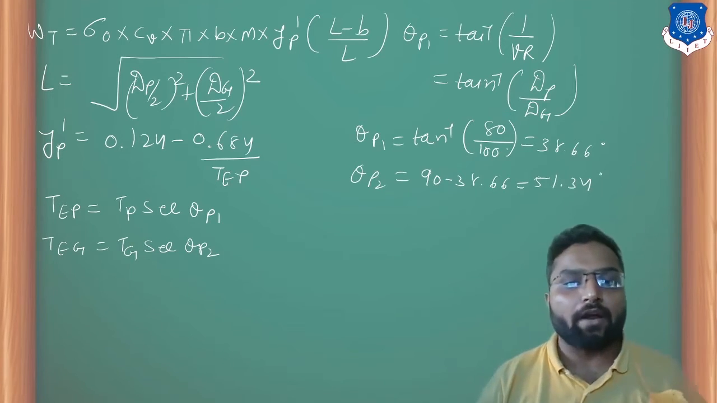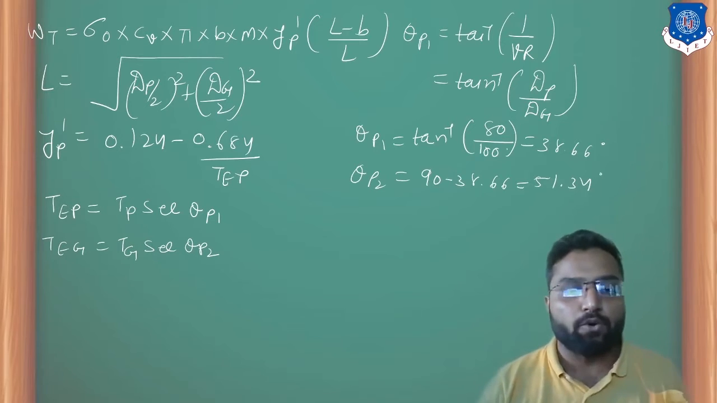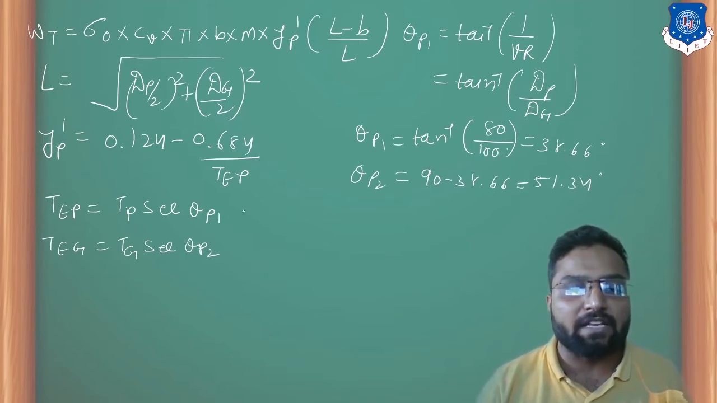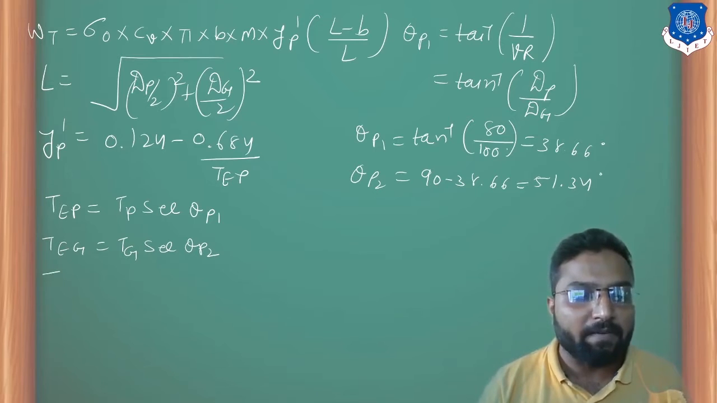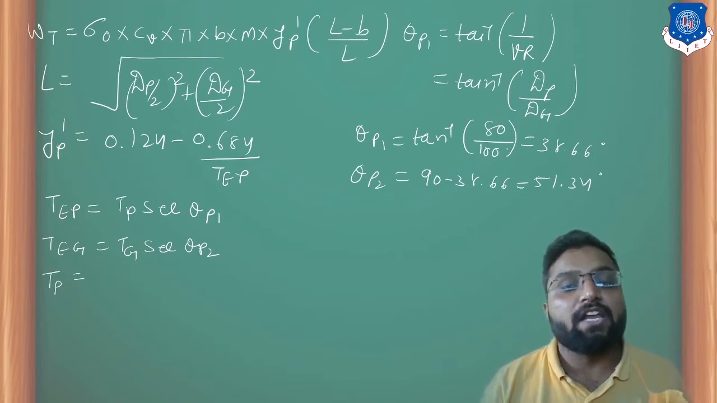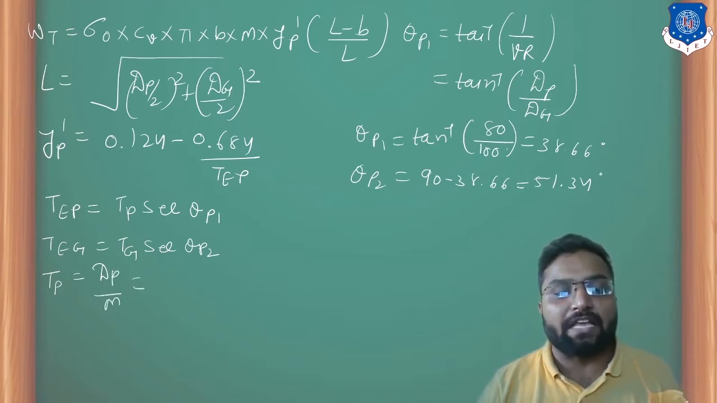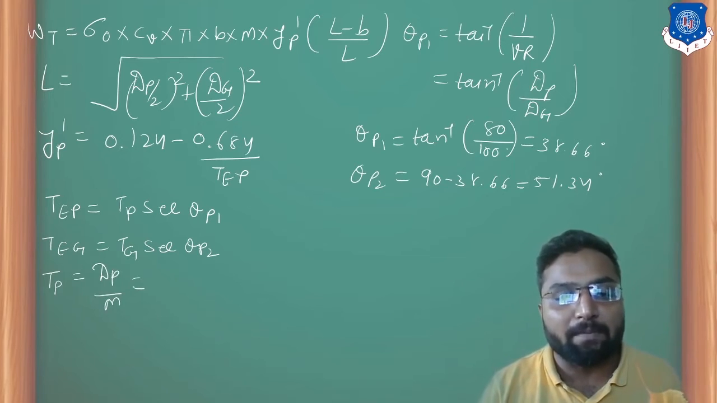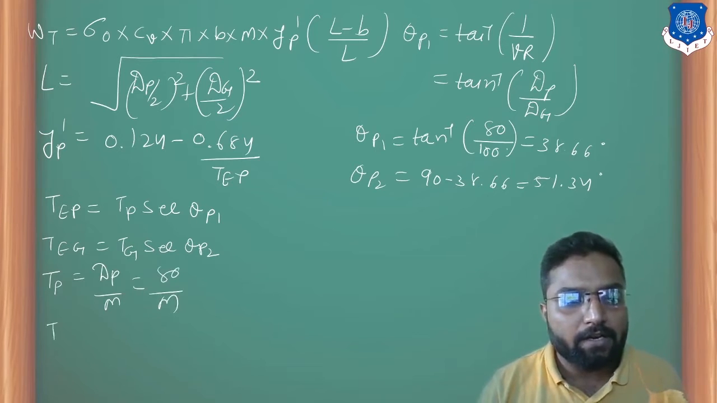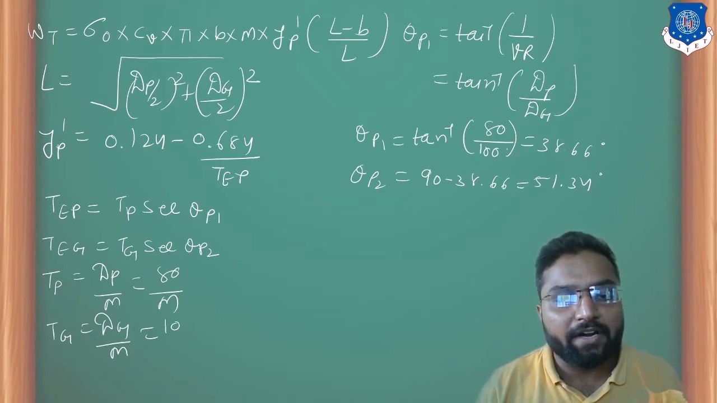So this will be your value for theta p1 and theta p2. Now depending on theta p1 and theta p2, we can find tp1 and tp2. But before getting into that, we should know how to find tp. tp is nothing but dp divided by module, so your tp will be in terms of module. dp was 80, so 80 divided by module, and tg is dg by module, which is 100 divided by module.